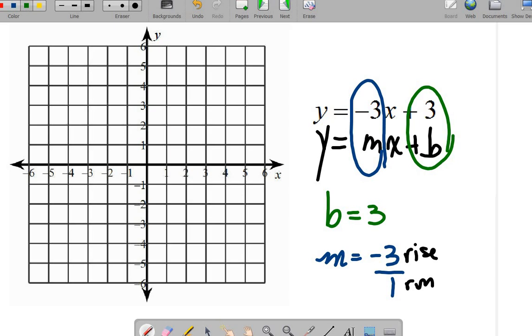So for this, your b is +3, so 3 on the y-axis. It is a negative slope, so I know my line has to go down from left to right. So my rise is 3. I can go up 3 and left 1. That would make a downward tilting line. Or I could drop 3 and go to the right 1. It's the same line. And again, label your lines.